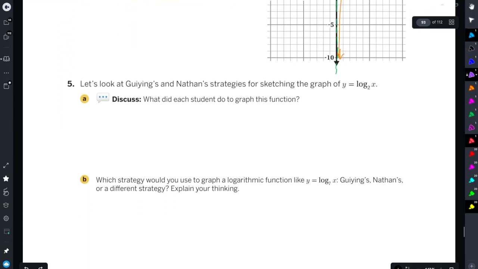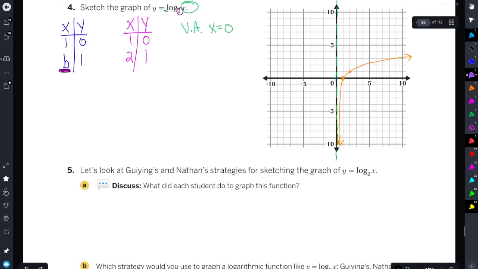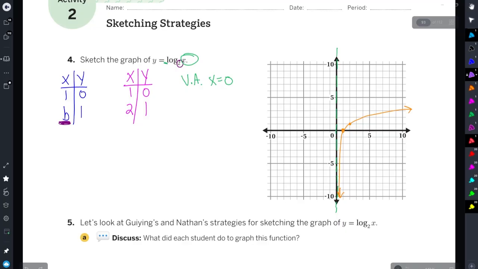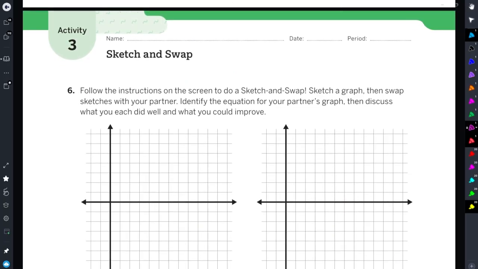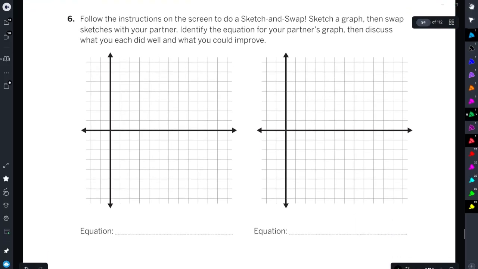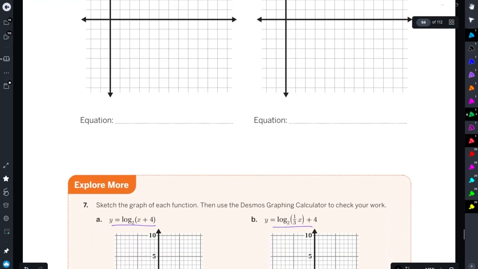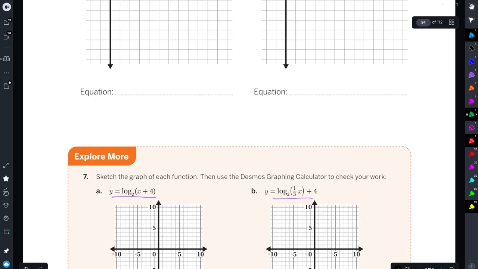Now, we're not going to discuss the two different strategies that these students use to sketch this logarithm. We're going to do it the way that we did it up here. So on this page here, we're not going to do the sketch and swap activity. What we're going to do instead is graph two separate log functions. We're not going to graph exactly how they're written down here. We're going to make a slight alteration.